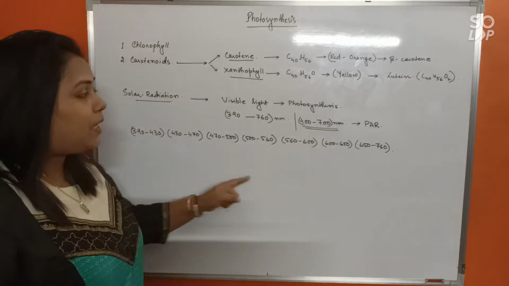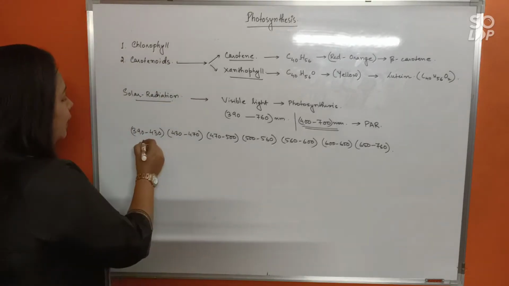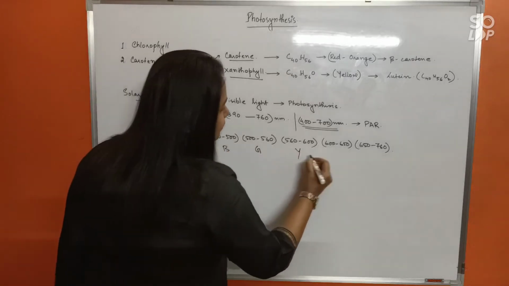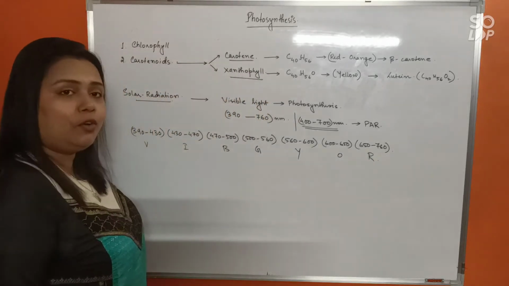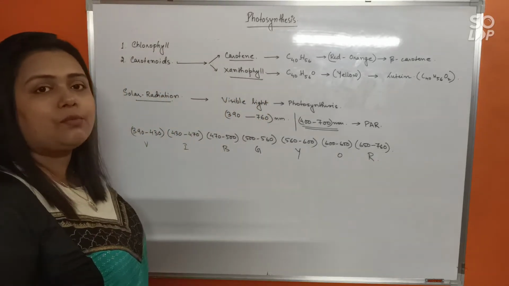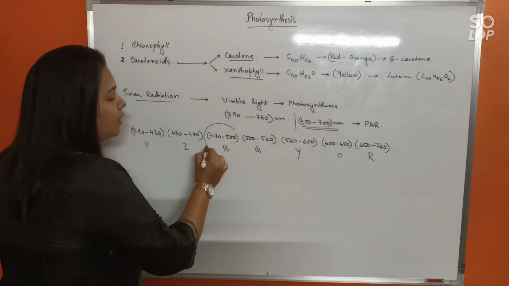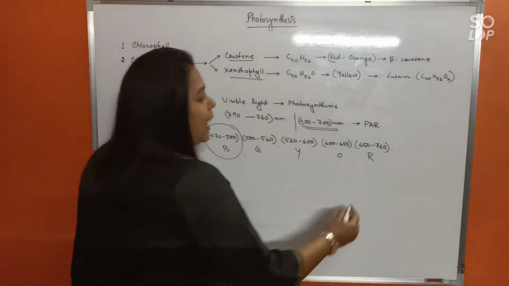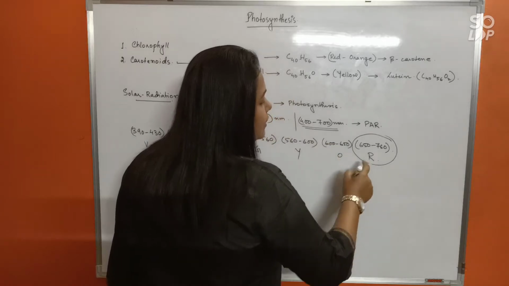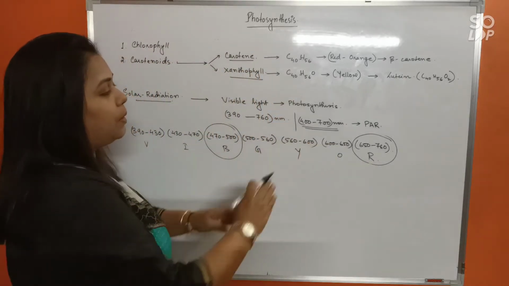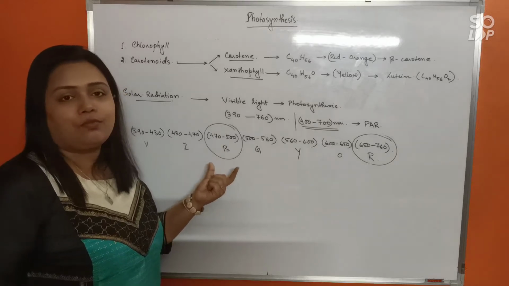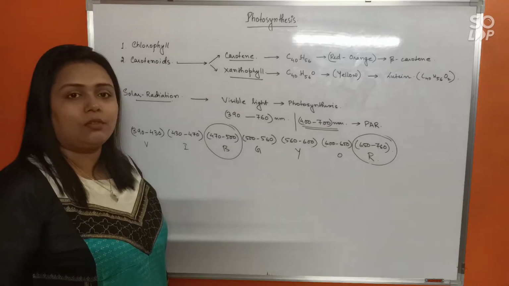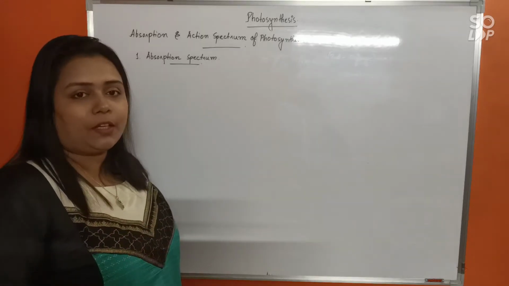This is the entire split up of the visible spectrum of light, and we can divide it into 7 colors. Out of all these colors, photosynthesis mostly takes place in the section 470 to 500 nanometer, that is blue radiation, and 650 to 760 nanometer, that is red radiation. So do remember this much. Blue light 470 to 500 nanometer, whereas red light 650 to 760. Remember this range. Okay.